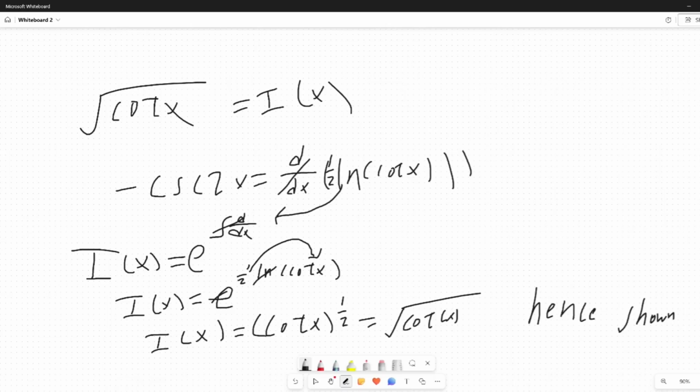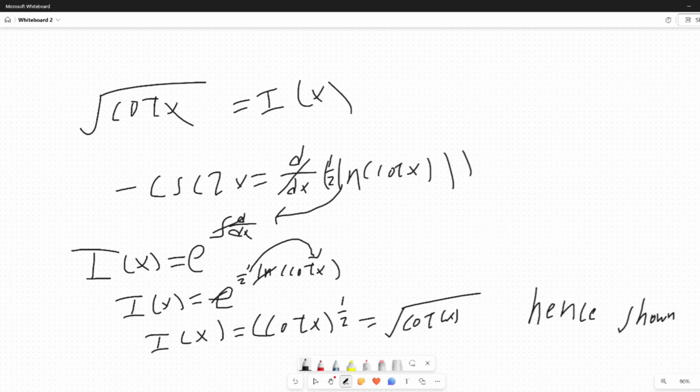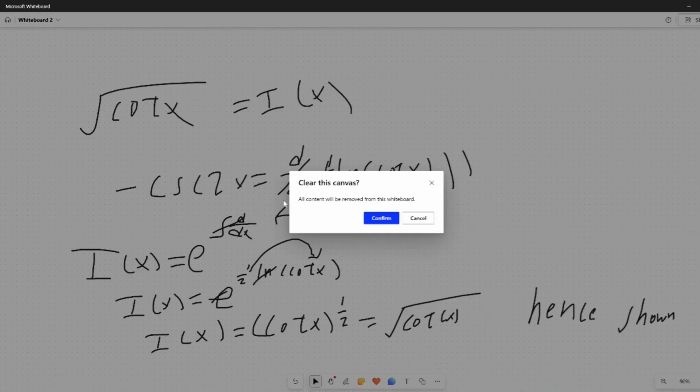Alrighty, so now let's hop back to the questions and actually solve this differential equation. We're trying to show that it is x square root of tan x, so they already gave us the answer. Now we just have to show how we get that. So let's jump back to Microsoft Whiteboard and get started. We already know the integrating factor is the square root of cotangent x, so now we can just multiply it to everything.